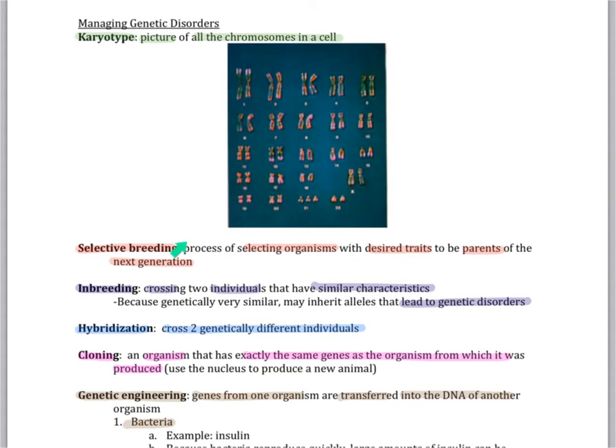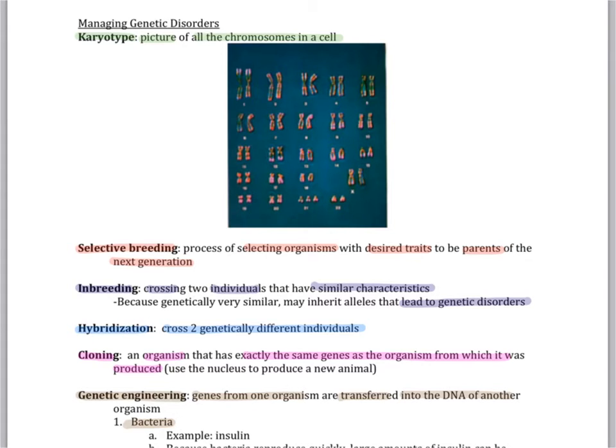Selective breeding is an interesting process of selecting organisms with desired traits to be parents of the next generation. I'll show you an example of selective breeding in a moment. Inbreeding is the crossing of two individuals that have very similar characteristics. Because they are genetically very similar, they may inherit alleles that ultimately lead to genetic disorders. And when we look at the breeding of certain animals, like dogs or horses, you might notice that there are some genetic disorders, difficulty breathing, hip issues in certain dog varieties, and that is because of the genetic similarity.